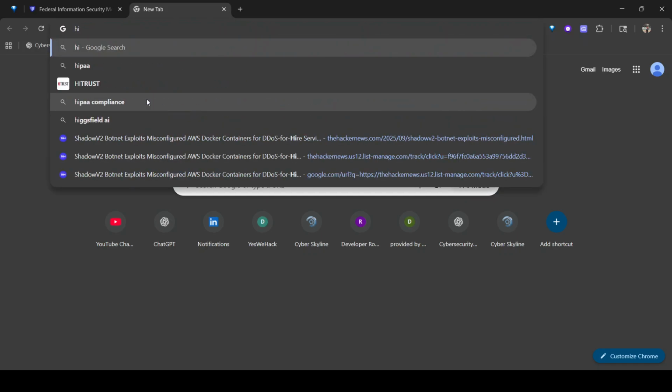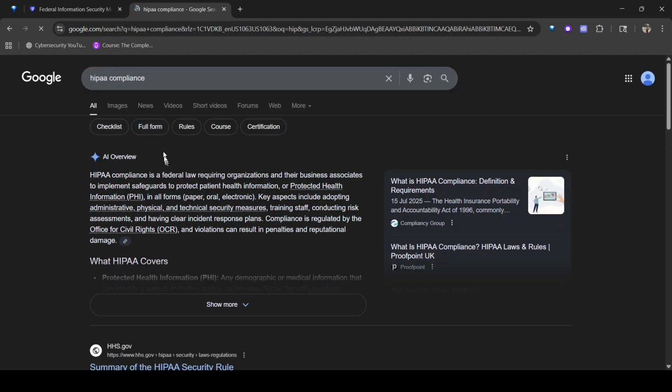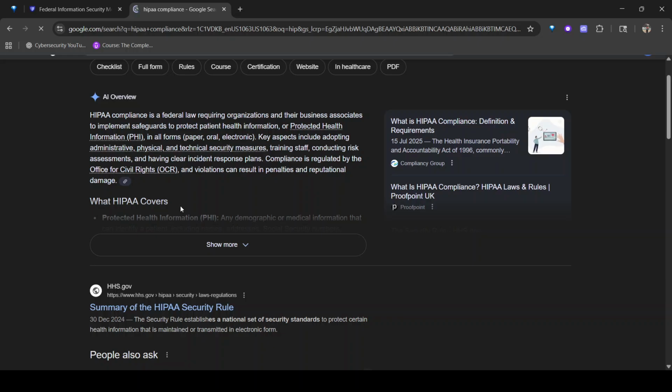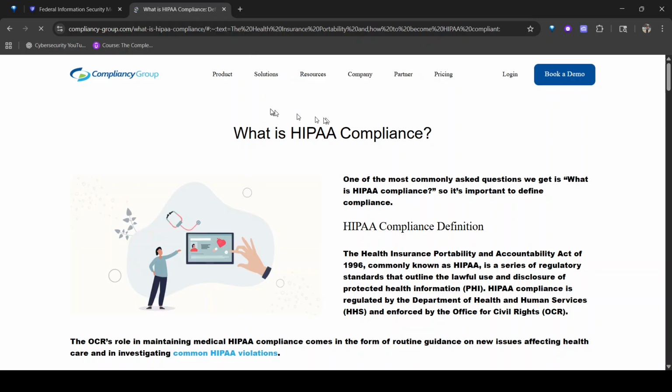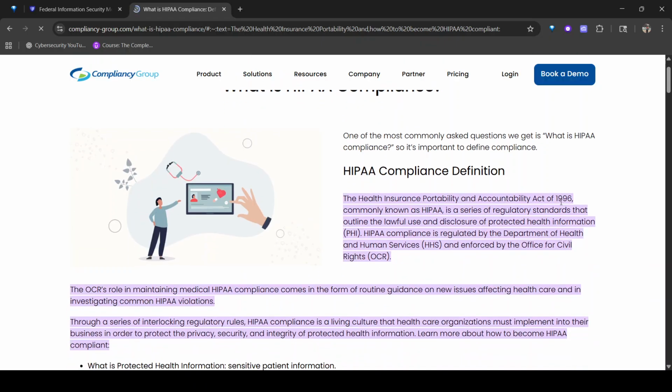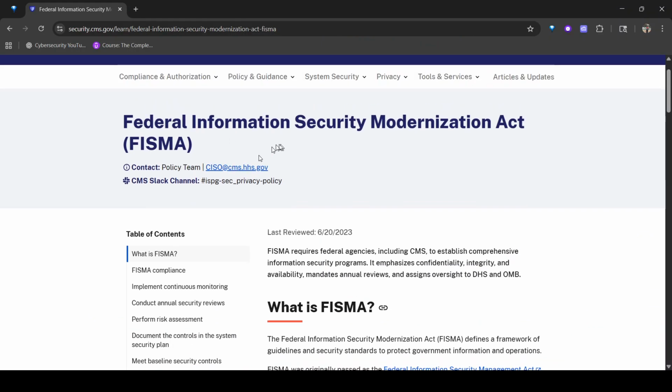No, not GIPA. HIPAA compliance. I just want to define what HIPAA is. The Health Insurance Portability and Accountability Act of 1996. Alright, back to FISMA, Federal Information Security Modernization Act.